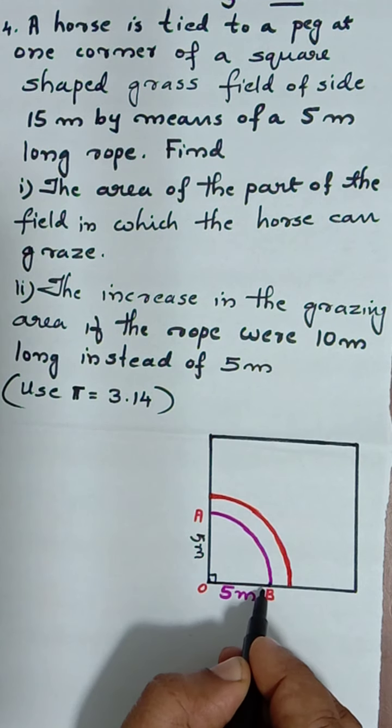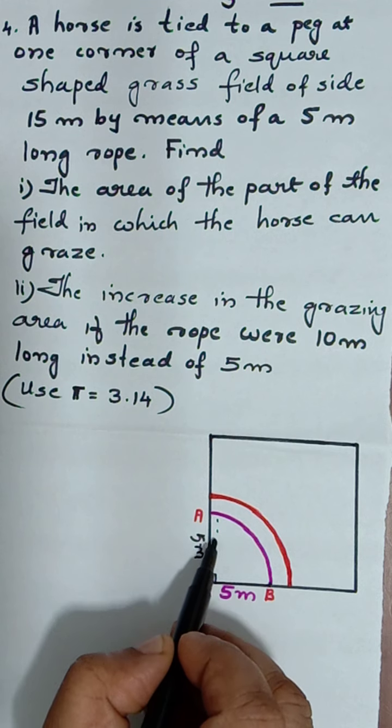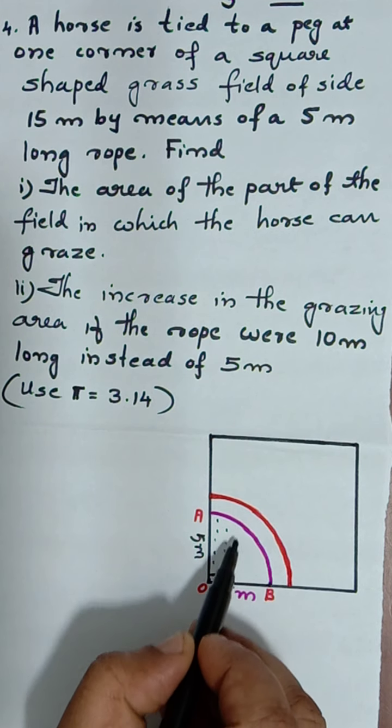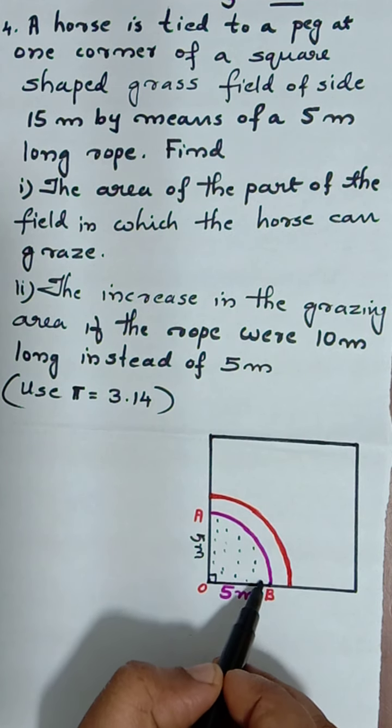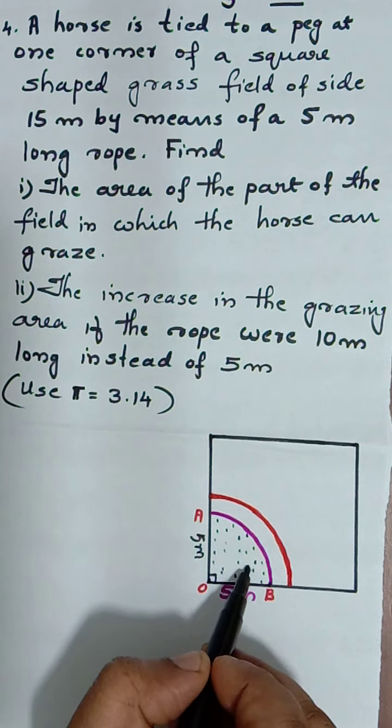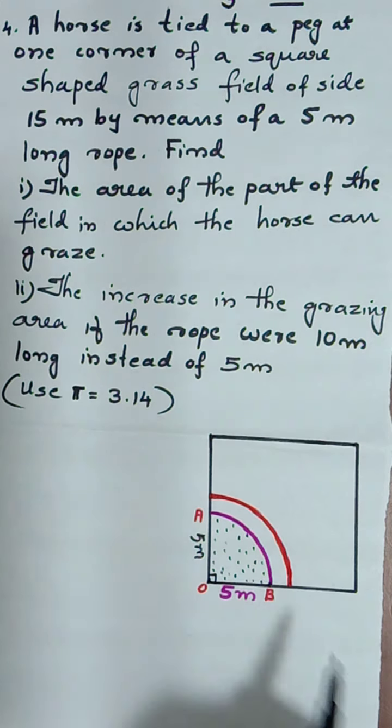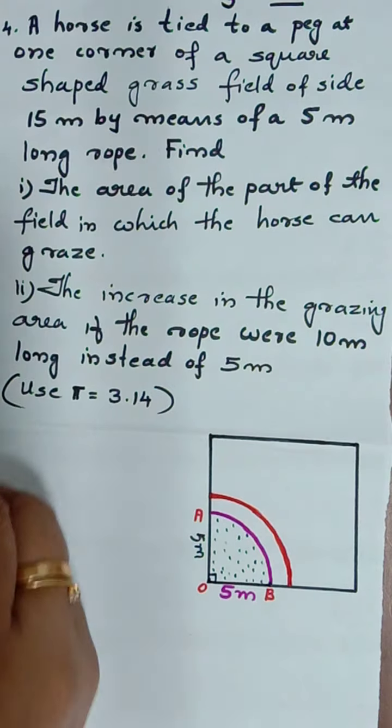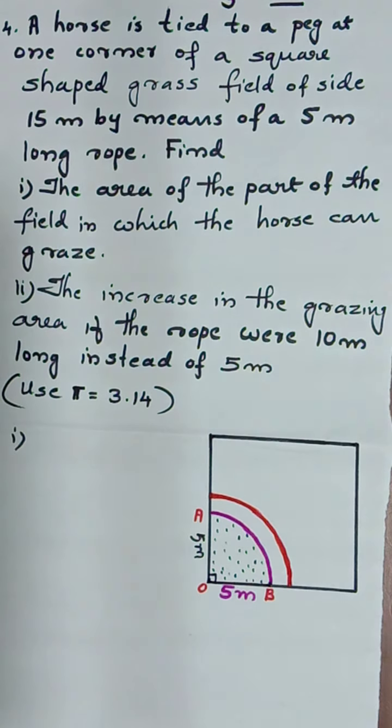So the first question here is the area of the part of the field in which the hose can graze. If it is a 5 meter long rope, what is the area in which it can graze? This is the shaded area in which it can graze, if the length of the rope is 5 meter. First let us find out that. That is the first one's answer.